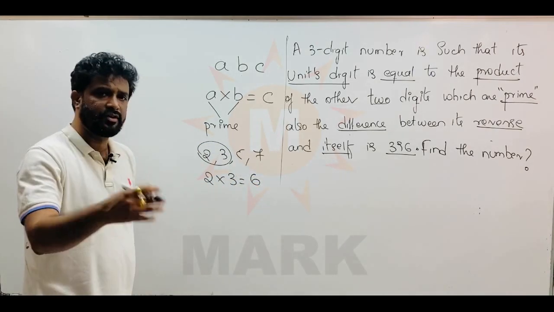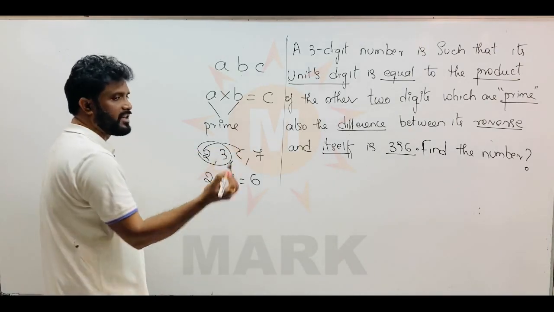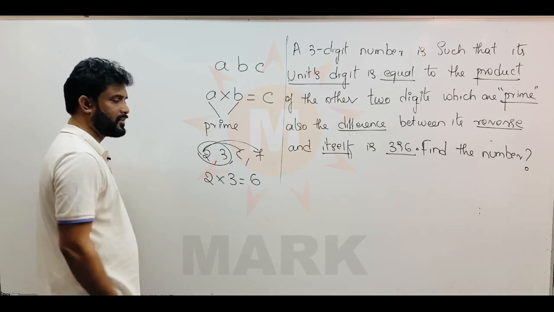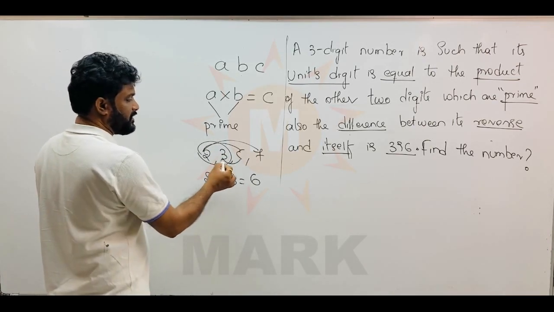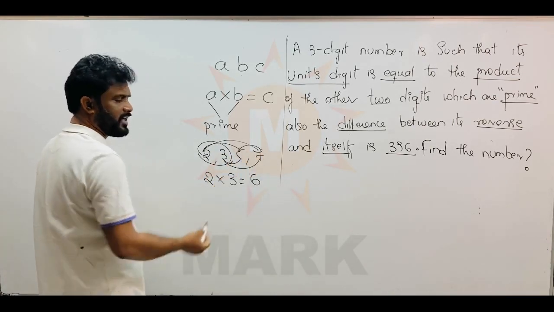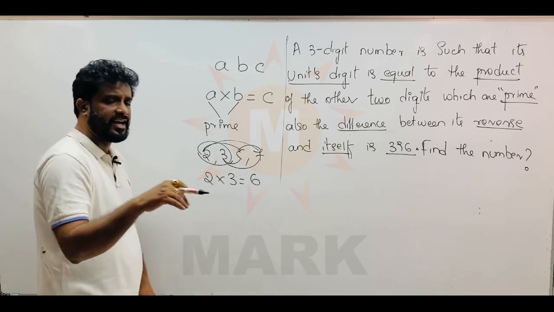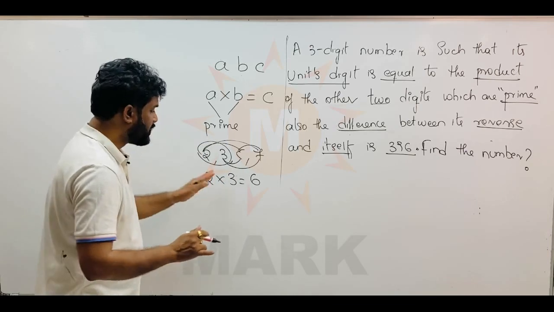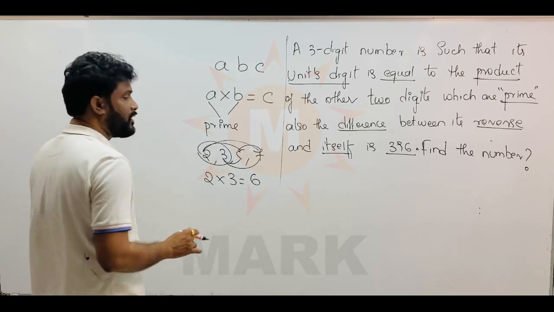Other than 2 and 3, you take any combo. 2 into 5 will give 10. That is a 2 digit number, not valid. 2 into 7, that is 14. 3 into 5, 15, 3 into 7, 21, 5 into 7, 35. Except 2 and 3, you take any 2 numbers, the product will not be a single digit number, it will be a double digit number.